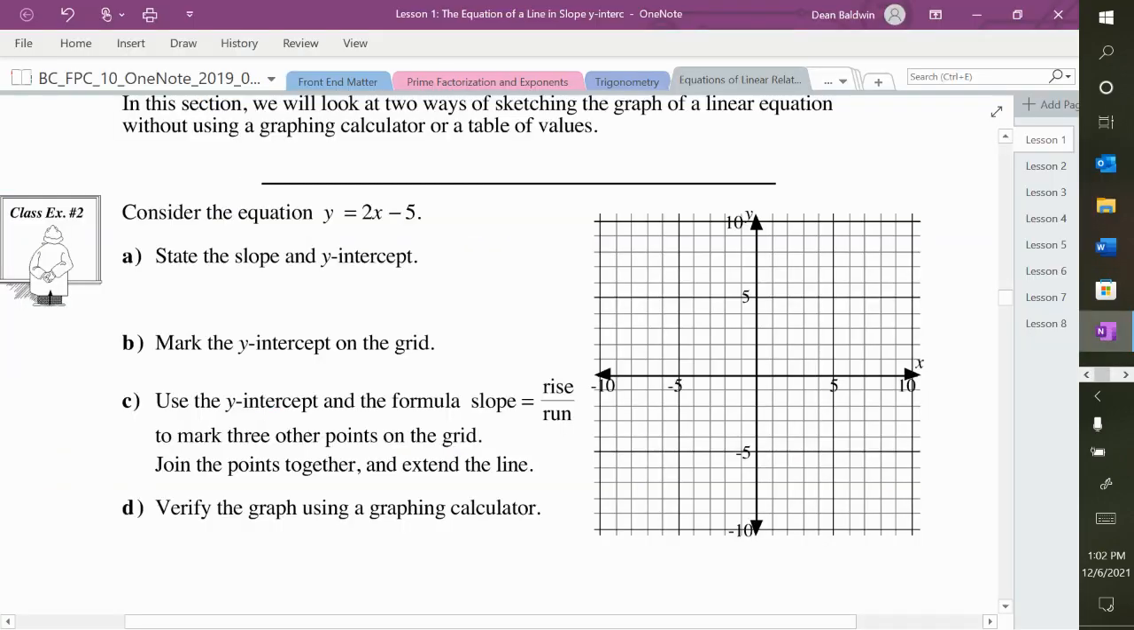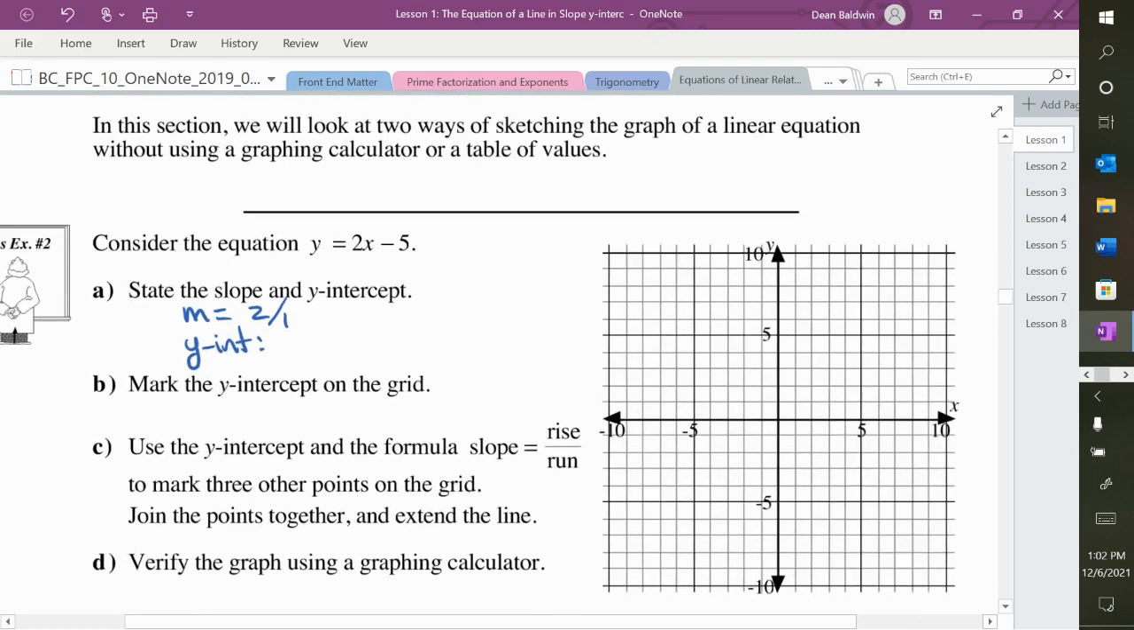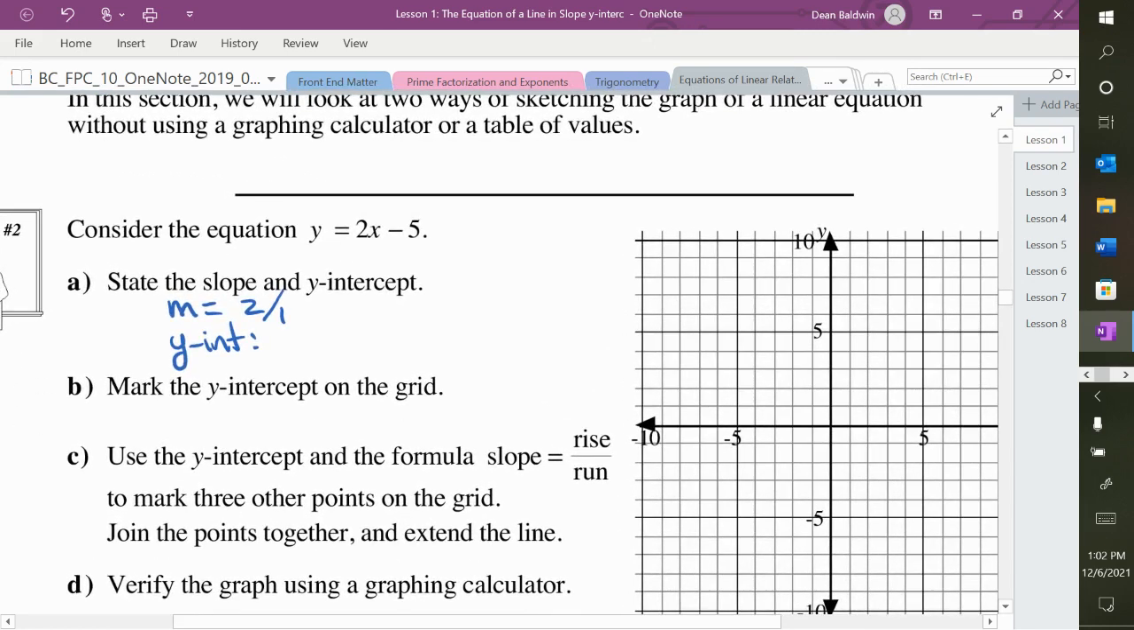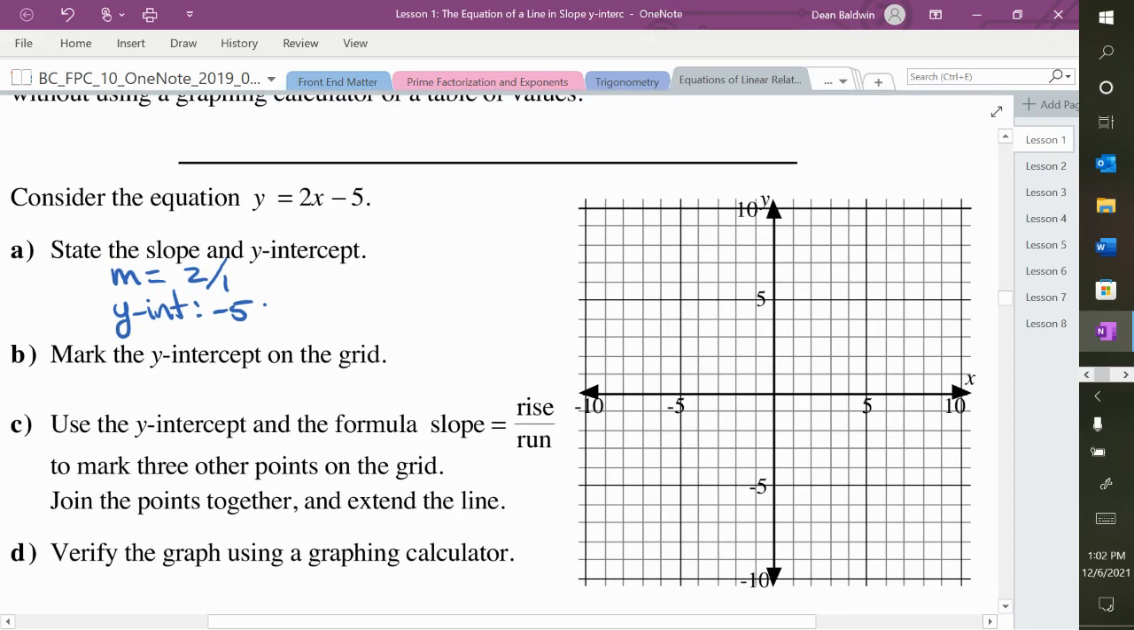Okay, you get the equation y is equal to 2x minus 5. First thing you ask yourself, is it linear or nonlinear? It is linear. So then you figure out your slope and your y-intercept. What is your slope? 2. I'm going to write it as 2 over 1, just because that makes a little more sense the way we're going to do it. And what's the y-intercept? -5. So when you're going to graph it, you mark the y-intercept on the graph, -5.